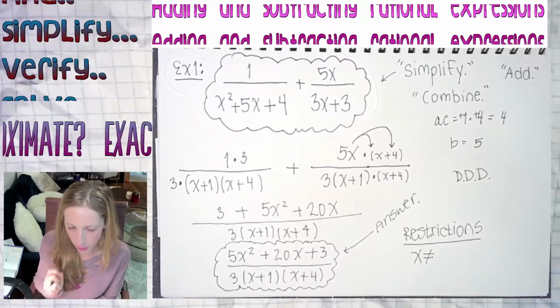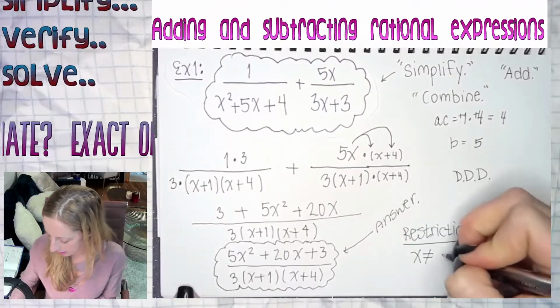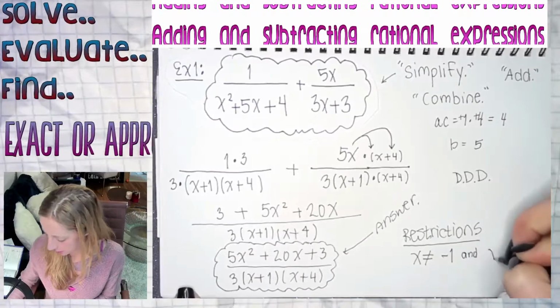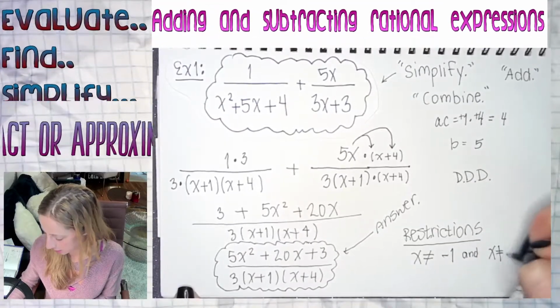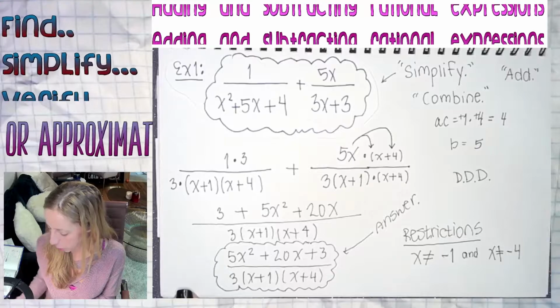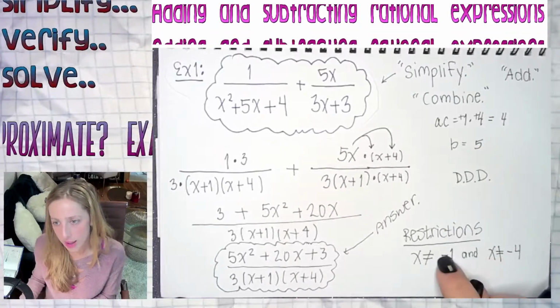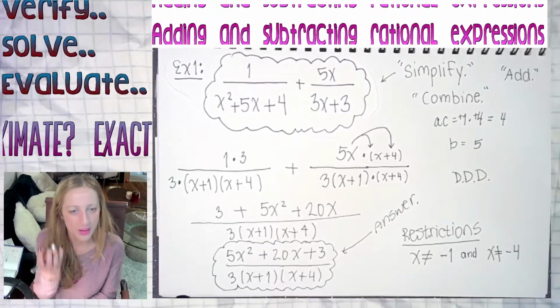So close, but remember. Oh, negative 1 and negative 4. Better, negative 1. And I'll just write it out as 2 things. x cannot equal negative 4, because remember, we can't divide by 0, so negative 1. It's always the opposite of that number in the parentheses.